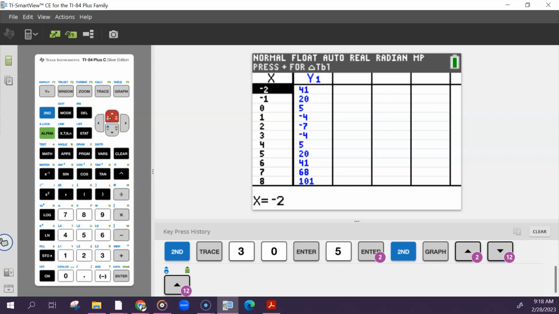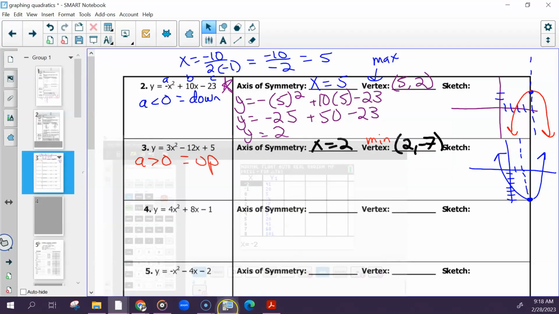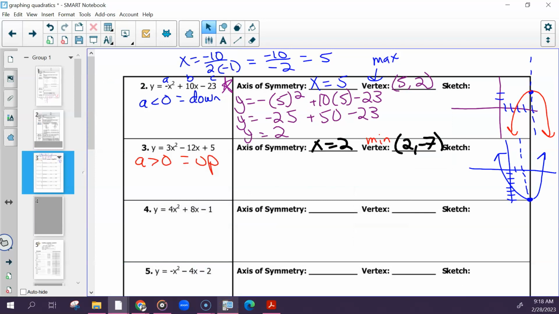So whether you use the graph, the table, or algebra is up to you. You have to write down your vertex and how you found it. You could show me your work algebraically, or you could say you found it from the graph or table. You have to write down your vertex. How you find that is up to you. Questions on either of those methods? We'll do it again, just in case you miss anything.